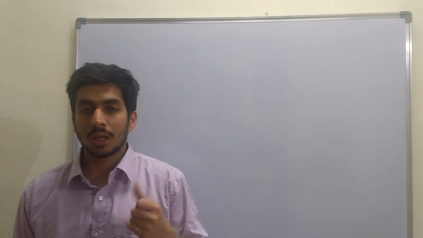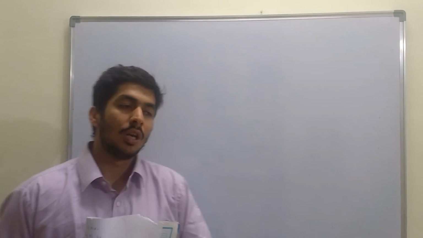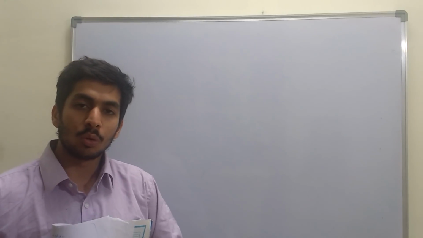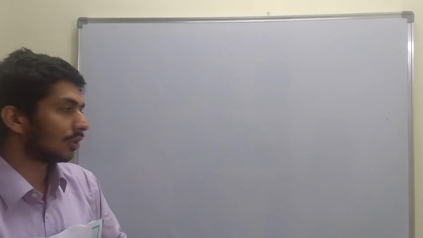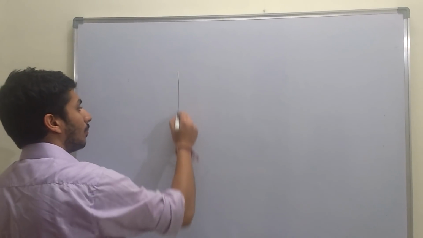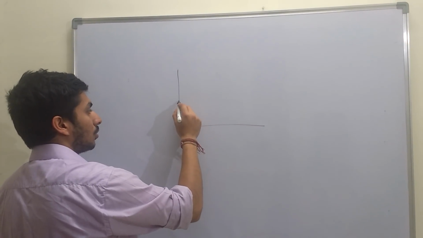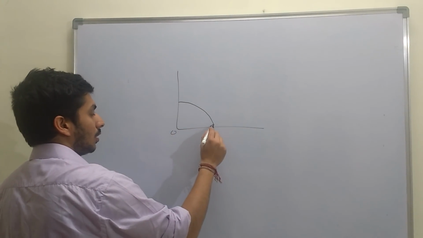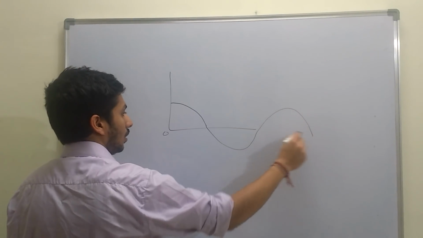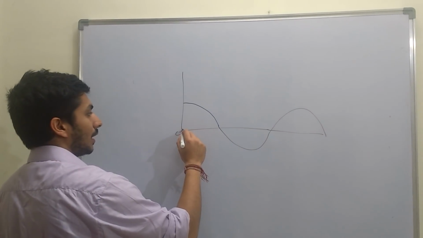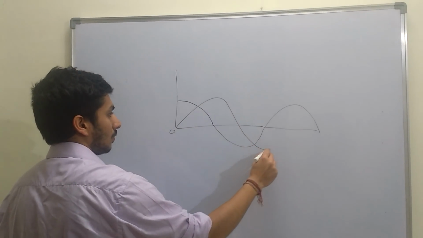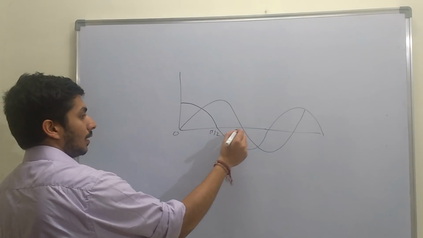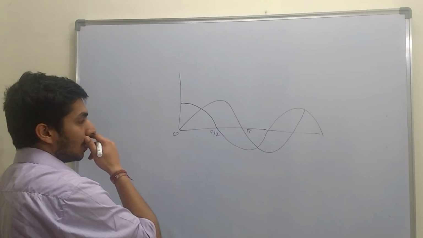So if I discuss the answers to the questions, one was that for what range of sine and cos values are both of them decreasing, right? If we see the graph of sine and cos, the cos graph starts with 1 at point 0, then goes down like this, and the sine graph is like that. So this is 0, this is pi by 2, and this is pi.